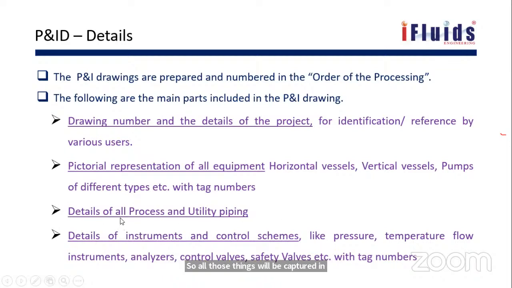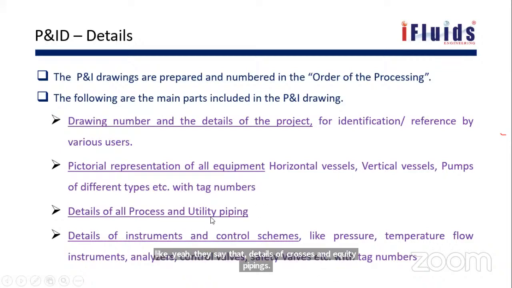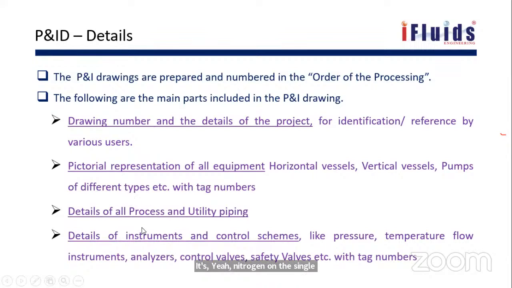Here they say details of process and utility piping. Utility piping means water, air, nitrogen; all those things are part of the utility. Process means all hydrocarbons or any other process material. If it is a refinery or oil and gas, we call it hydrocarbon. Utility means air, instrument air, nitrogen, and water, meaning DM water and cooling water.